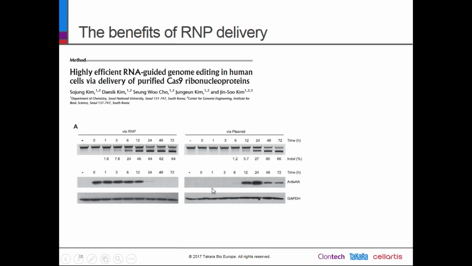Whereas when using plasmid, you can see that it takes a little time to get the protein expressed, but then it will also hang around for several days in the cell. Now, when looking at the gene editing events, which are shown here by the appearance of a lower band on these gels, you can also see that the onset of gene editing is faster when using RNP delivery.